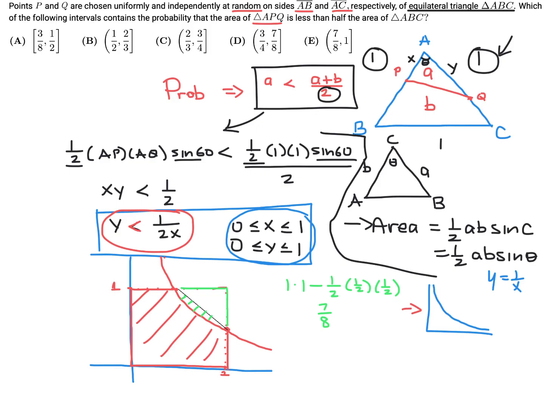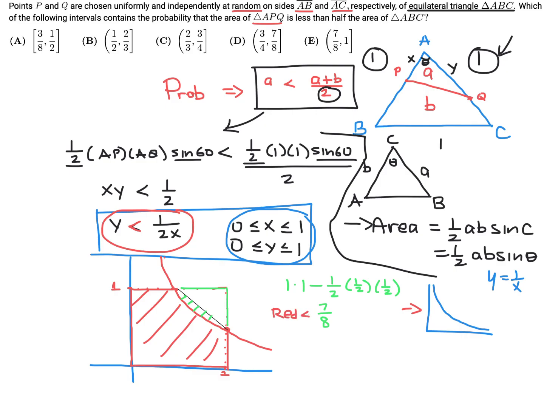We only want the red stuff. 7 over 8 is sort of the red stuff plus the green lines. But 7 over 8 is very, very close. And we know that the actual red area is going to be a little bit less than 7 over 8.